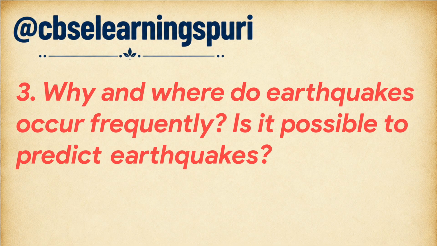Where earthquakes occur? Earthquakes occur most frequently at plate boundaries, which are the edges where two tectonic plates meet. The most famous and active area for earthquakes is the Ring of Fire around the Pacific Ocean. Other regions like parts of India are also at risk because they are located in earthquake-prone zones.